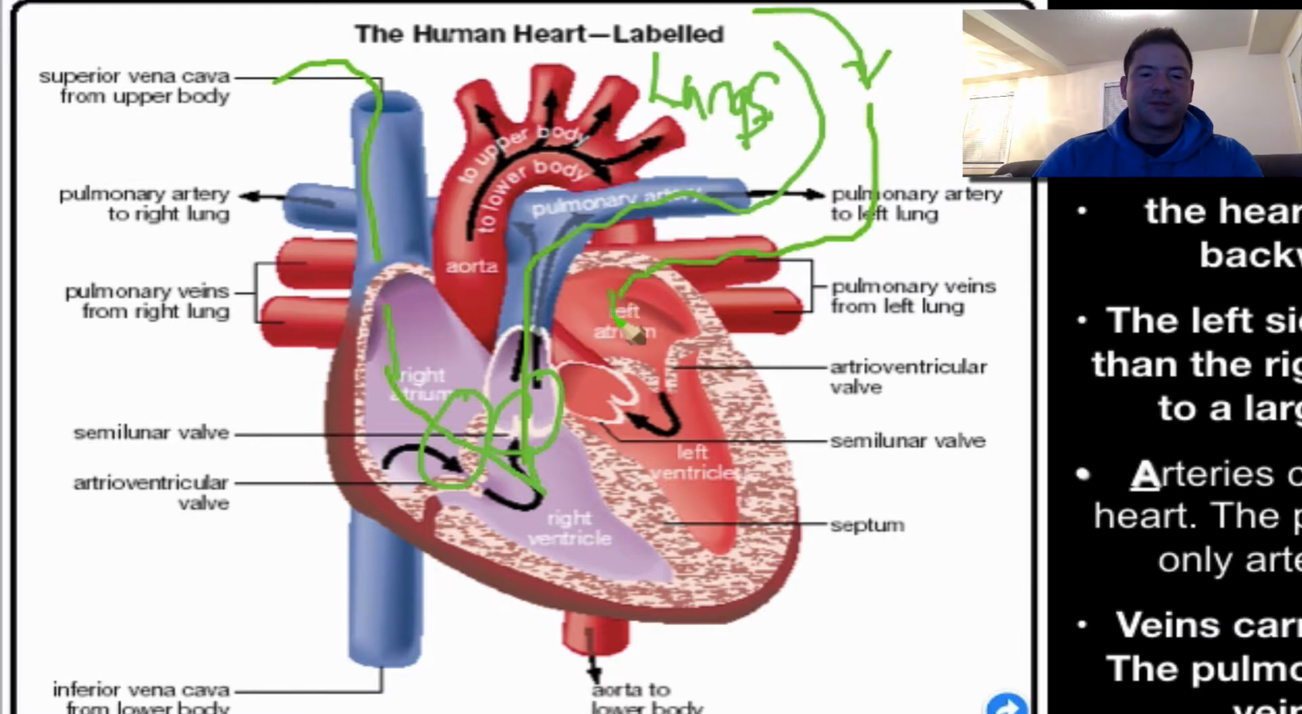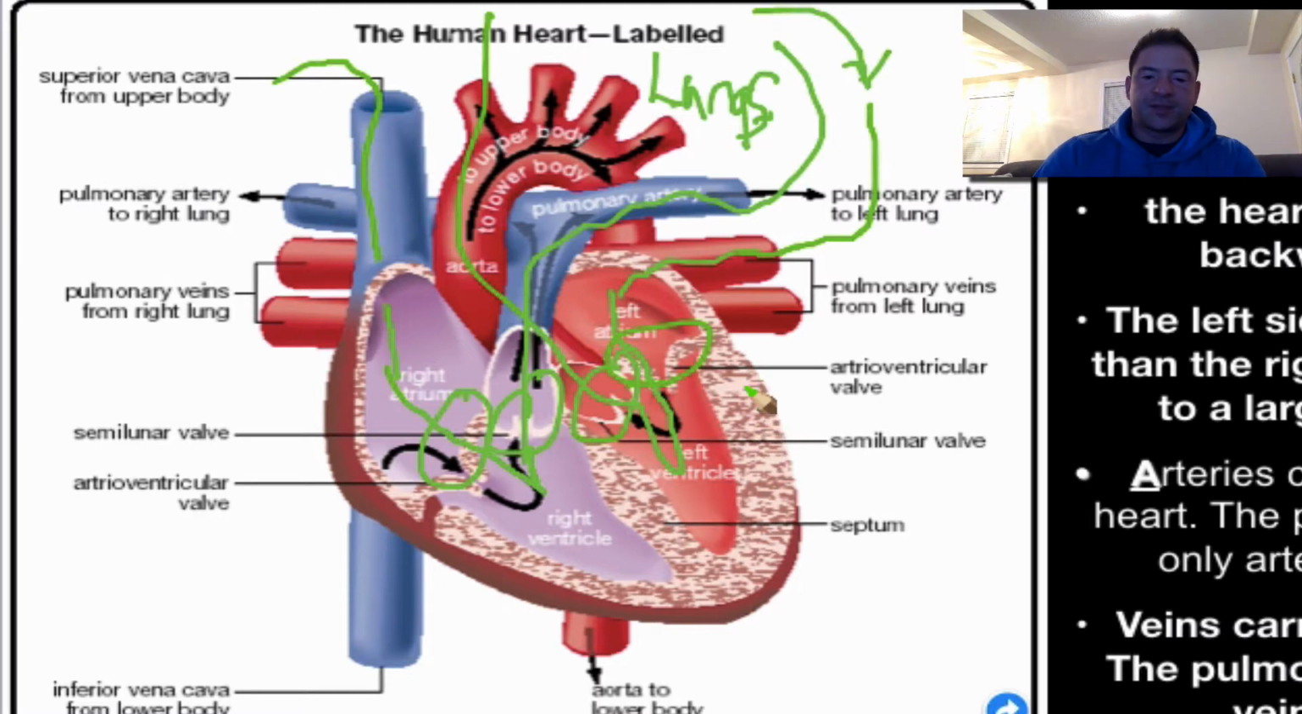Now when it goes into the left atrium, same concept, through the AV valve into the left ventricle. Then it's going to move through the semilunar valve and then out the aorta and pump high pressurized oxygenated blood to the body. Important to note, there's a valve here, the semilunar, and a valve here, but you do not need to know the names. You just need to know what they do, and you need to know where they're located.